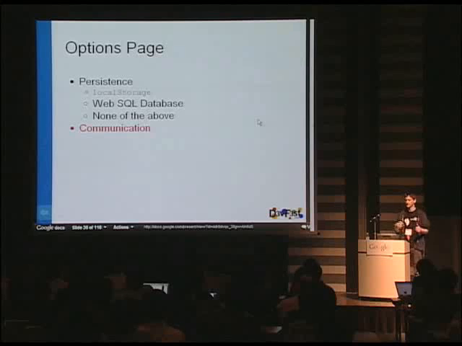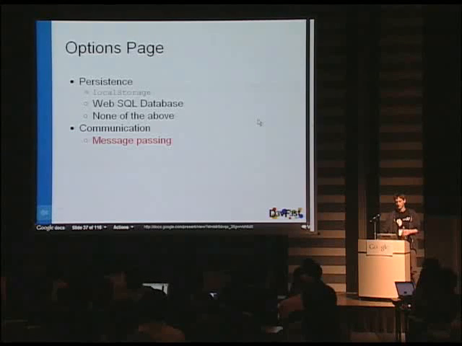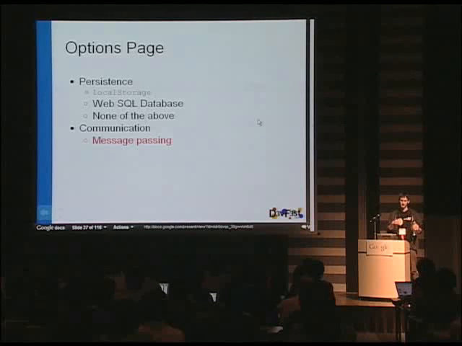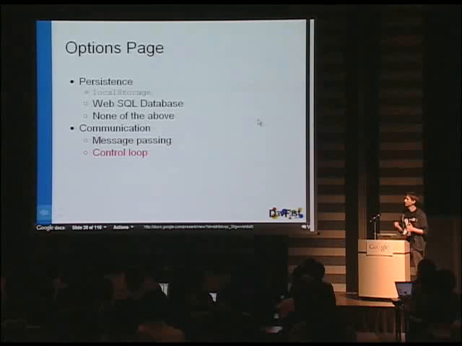Next, once you actually have the user's option data, you have to get it to the rest of the components of your extension, and you do that with some extension communication. The first thing that you can do is message passing, and especially in the case where you're not persisting the user's data, you're going to need to pass a message from your option page to other components in your extension that are actually going to use that data. And the second option for getting the user's data options from the option page to the rest of your extension is to just use a control loop. So you can periodically poll to see what the settings are, and that's especially true if you're using local storage or a web SQL database.